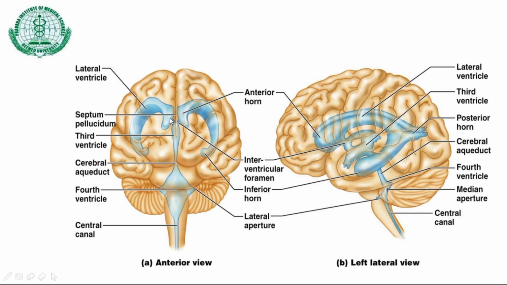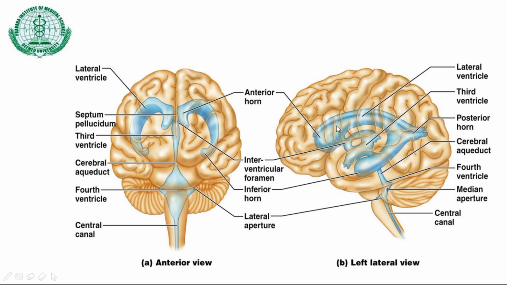Now this is the anterior view where you can see the two lateral ventricles in each cerebral hemisphere. Each lateral ventricle communicates with the third ventricle through the interventricular foramen, and through the third ventricle it communicates with the fourth ventricle through the cerebral aqueduct, and through the fourth ventricle it communicates with the central canal. Now this is the lateral view where the different parts of the lateral ventricle are seen.